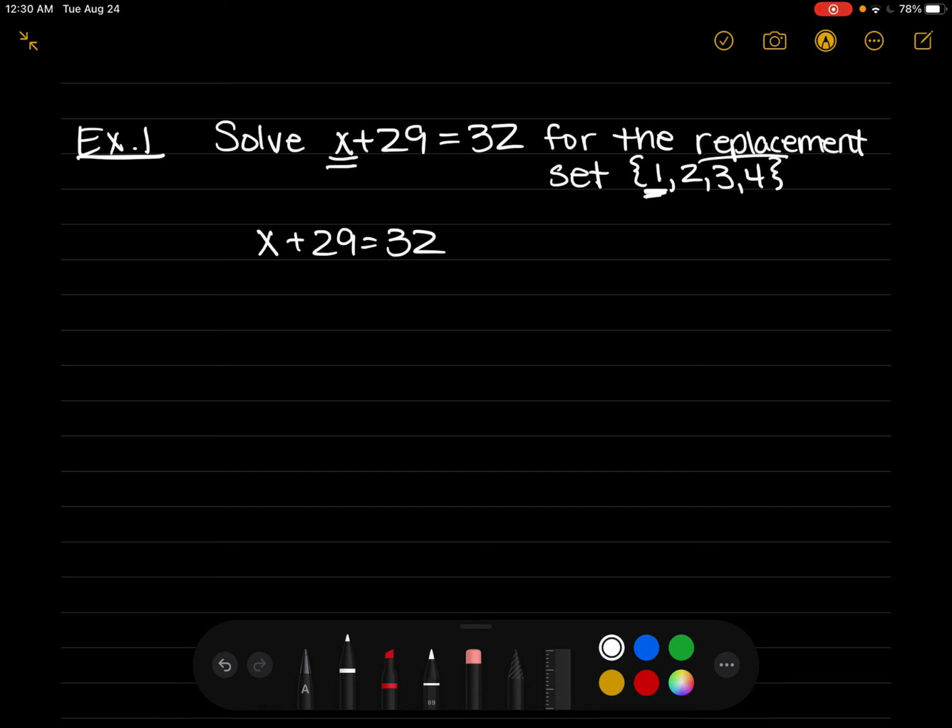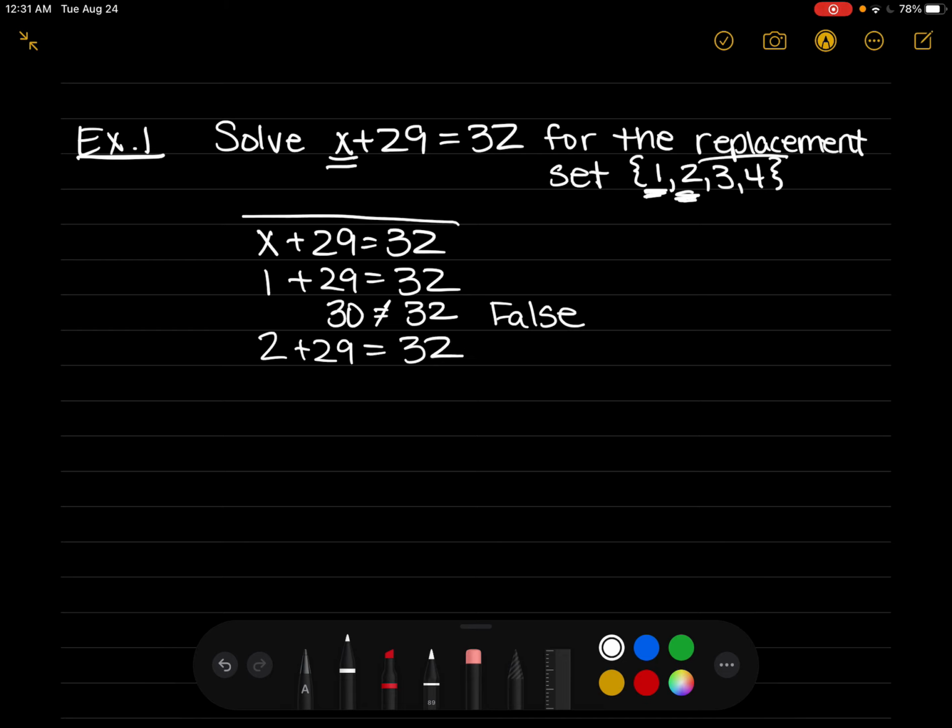So I'm going to start with 1 plus 29 equals 32. Is that true? Okay, this one I don't have to work out anything, but I could write it underneath here. 30 equals 32. No, that's false. Okay, so now let's do it with the next number up here. I'm going to replace it with the 2 now. So I'm going to do 2 plus 29 equals 32. Remember, I'm going back up to this problem, and I'm just replacing the x every time. So 2 plus 29 is 31, and that does not equal 32 either, so that one's false.